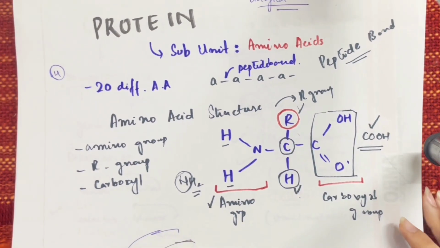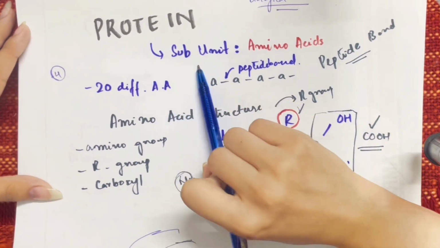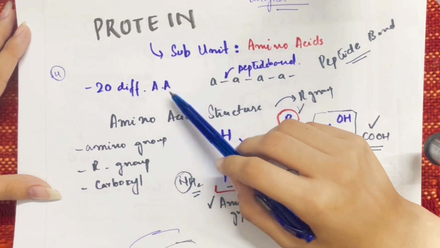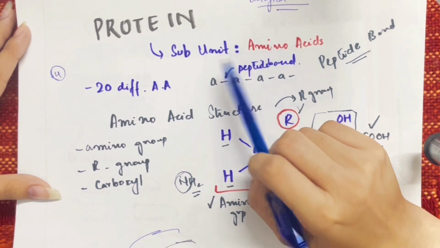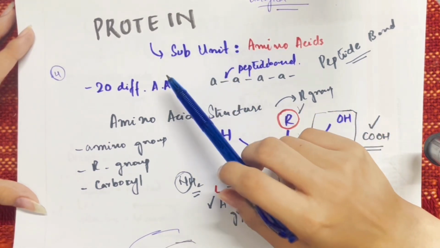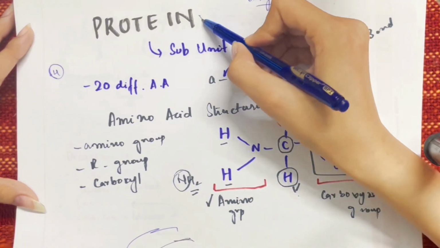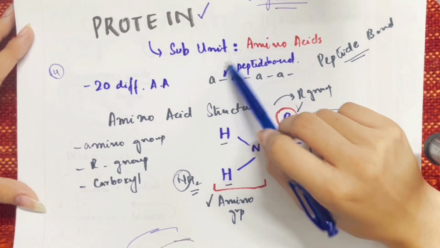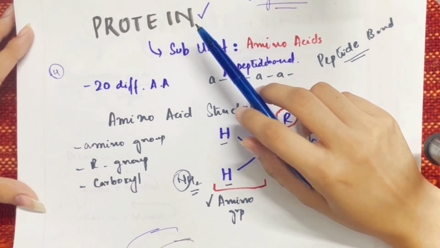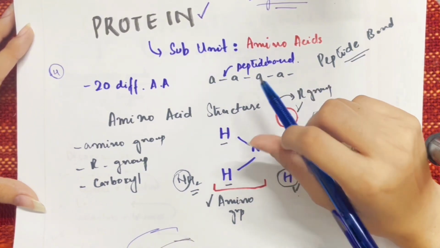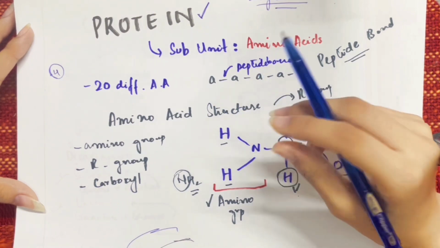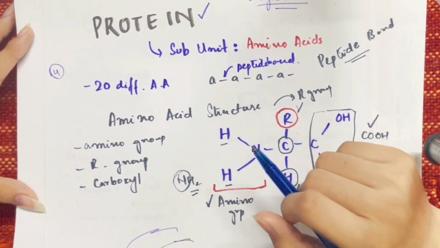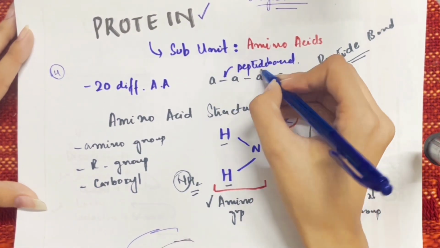So let's begin with the protein first. The subunit of protein is amino acids. When many amino acids join together, they give up a macromolecule. That macromolecule is known as the protein. So proteins are basically made up of the monomers of the amino acid that join together to form a macromolecule, that is the protein. Alright, so how are the amino acids joined together? They are joined together by a peptide bond.